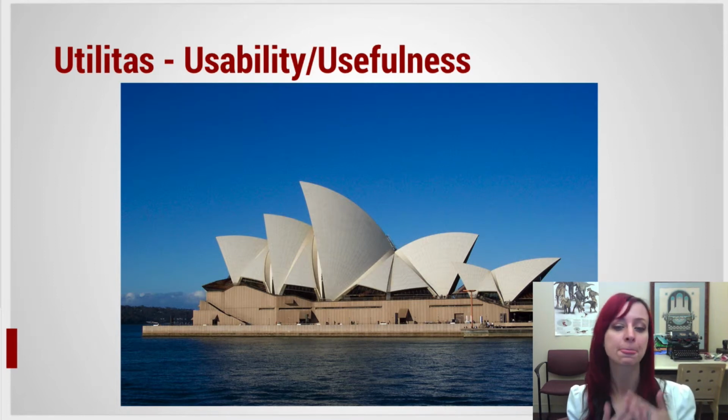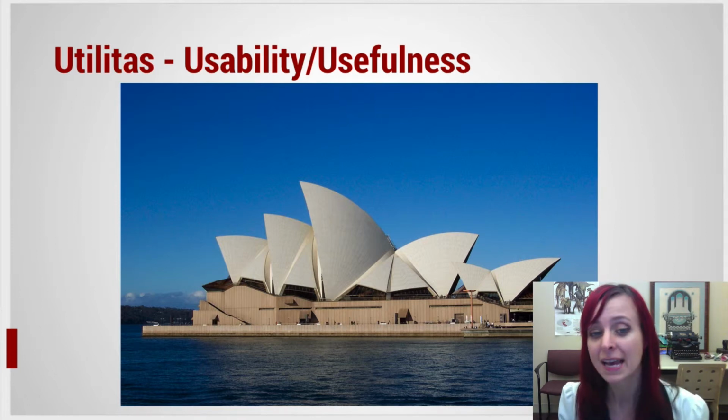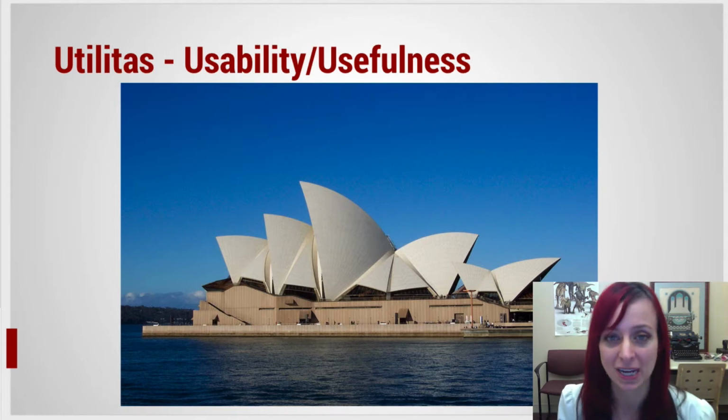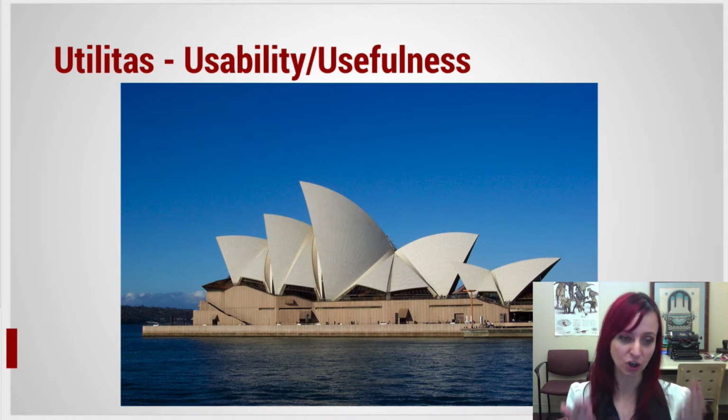Utilitas, usability and usefulness. This is the Sydney Opera House. It's a very beautiful building, but what is it? It's an opera house. So if this design is not acoustically sound, then this is not a very good building. This is not a good design, and Vitruvius would tell us, no, this is not right. A good design has Utilitas, Firmitas, and Venustas.